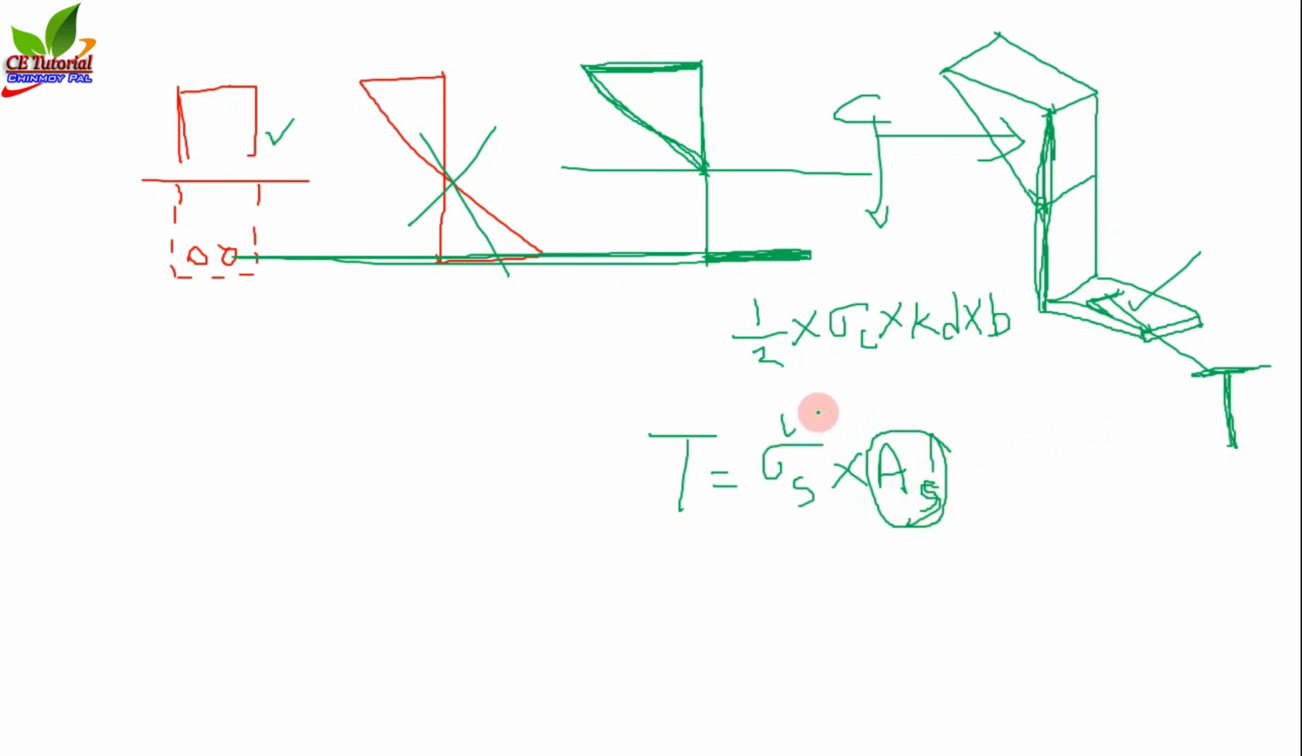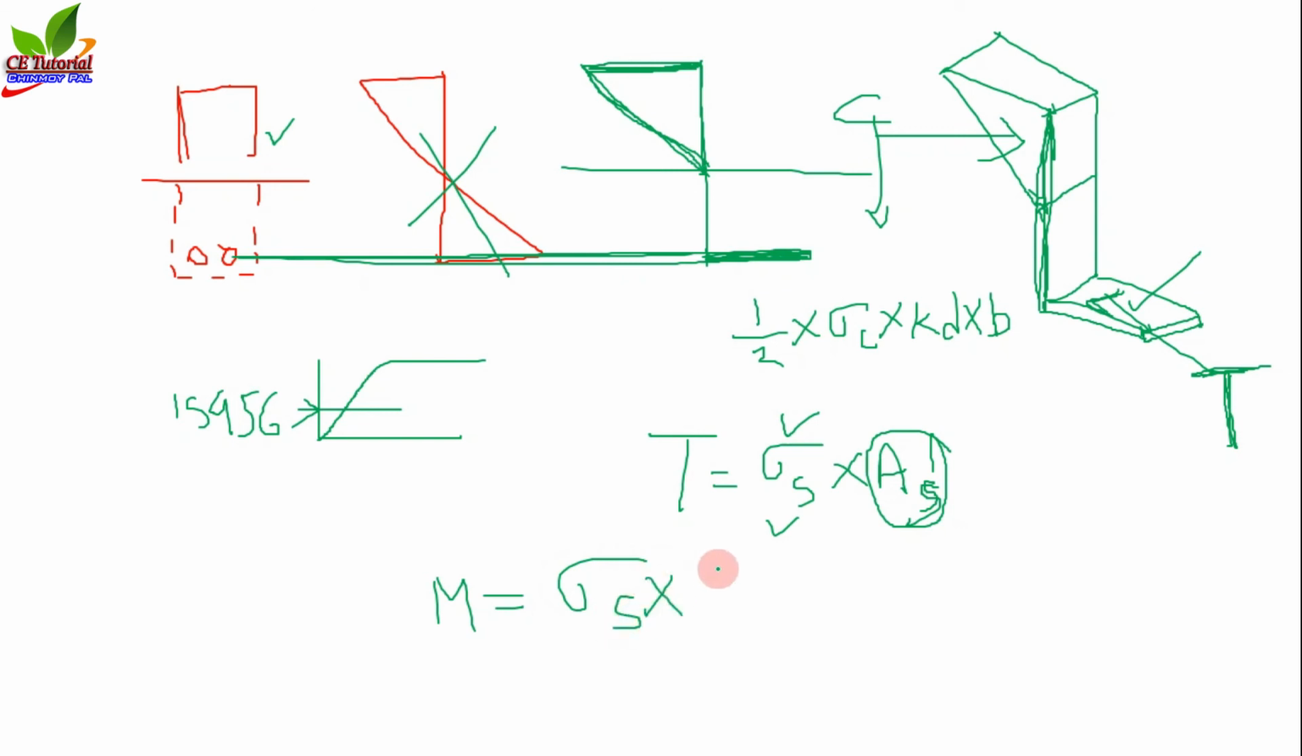Okay, and you know the value of sigma s. The value of sigma s is the permissible stress given by IS 456. Okay, this is given by IS 456, and there is an area. So we can say the moment in terms of tension is equal to sigma s multiplied by As multiplied by the lever arm.